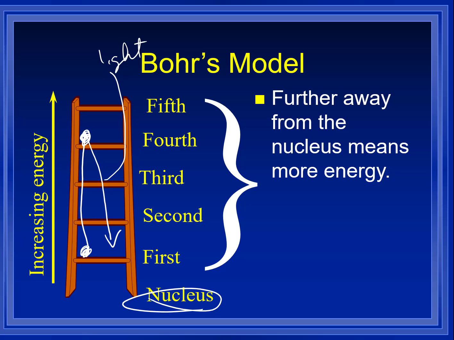The heat makes it move up, but when it falls back down, it gives it off not as heat, but as light. So the color of light we see is based on which step it fell from. If it falls from a higher step, it's going to have a light of higher energy. If it falls from a lower step, it's going to have light of lower energy. So it explains why it gives off light.